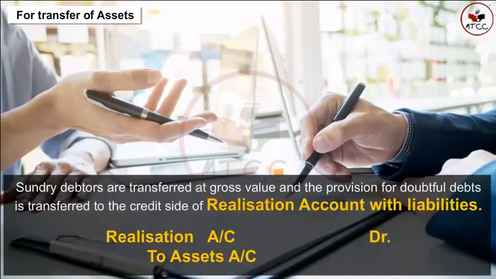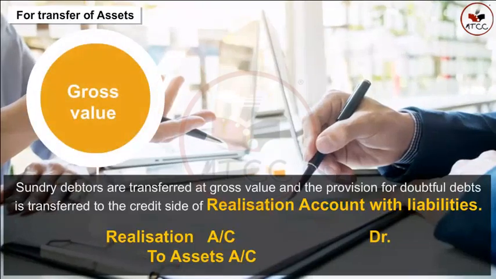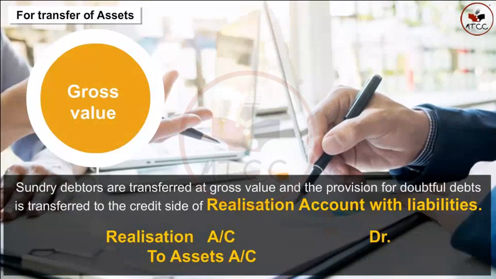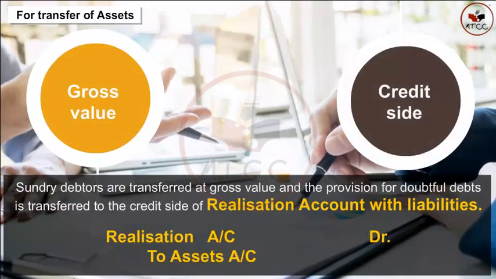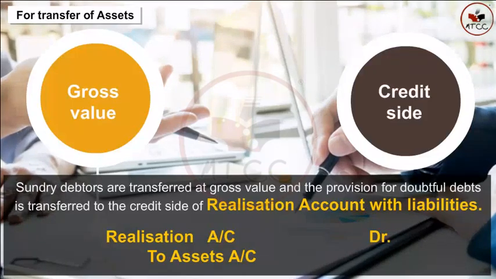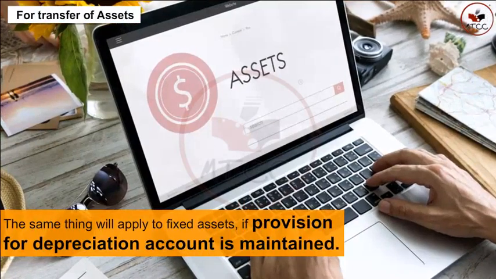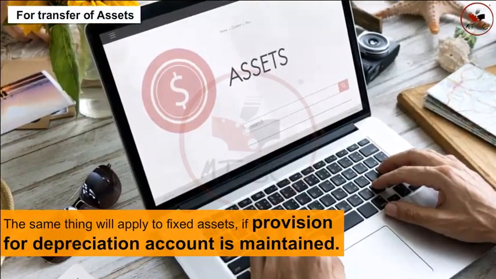Sundry debtors is transferred at gross value, and the provision for doubtful debts is transferred to the credit side of realization account with liabilities. The same thing will apply to fixed assets if provision for depreciation account is maintained.